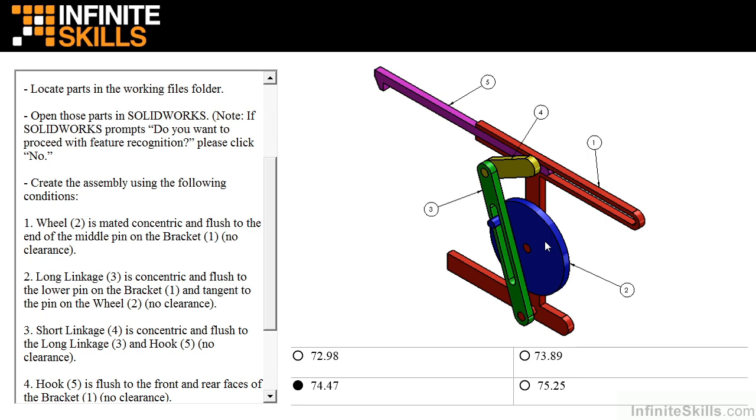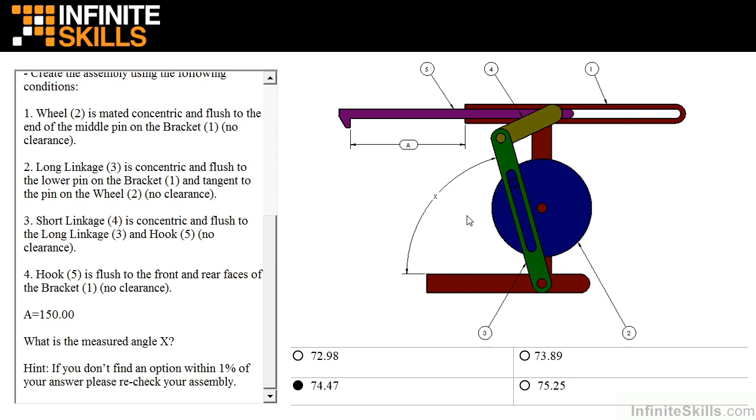Now let's go to the second screen for step 1. On the second screen, we see we have a front view, and looking at the directions, we see we have an A dimension of 150. So you will need to apply that A dimension, and based on that 150 dimension, you will be able to specify the X dimension, which is an angular dimension. And you'll see down here, I have the correct angle already highlighted of 74.47 degrees.